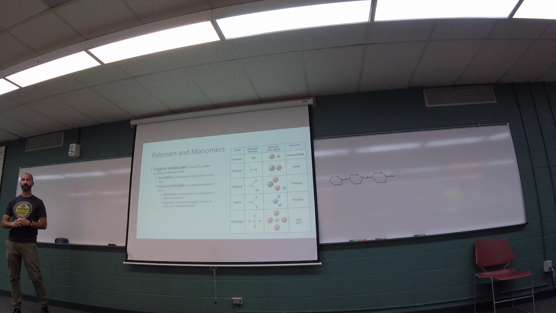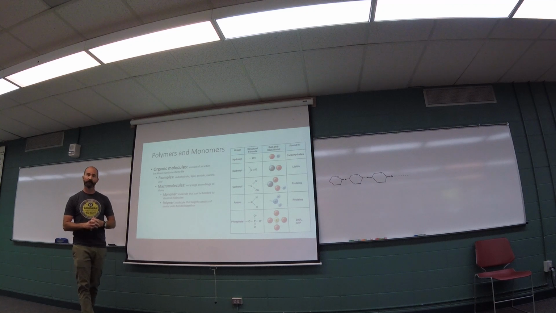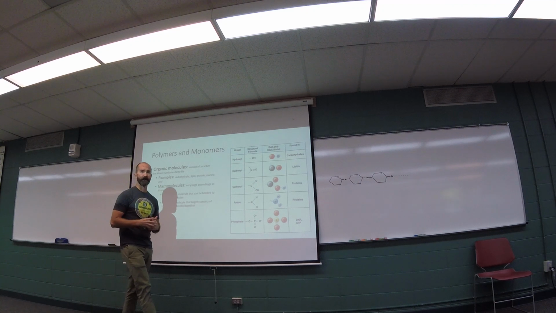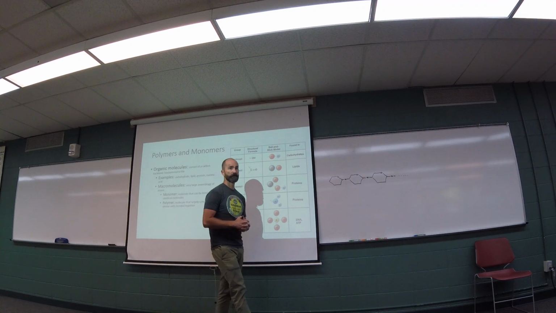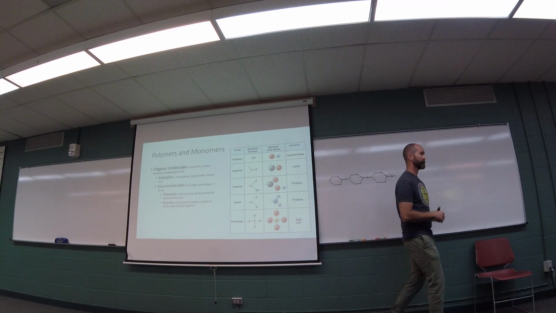Another good example are proteins. Proteins are just repeating amino acids. So if you take a whole bunch of amino acids and you stick them together, there's a covalent bond, then they form a polymer of those monomers, which is a protein.